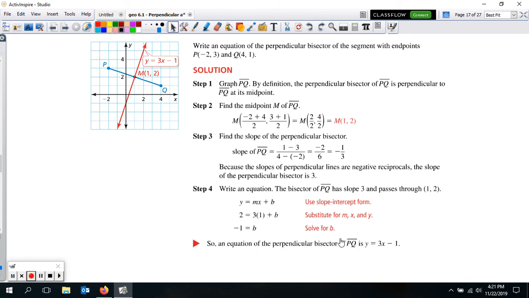And then we can solve for b. And once we know that b is -1, we can then write that equation, and that's what that is right there.